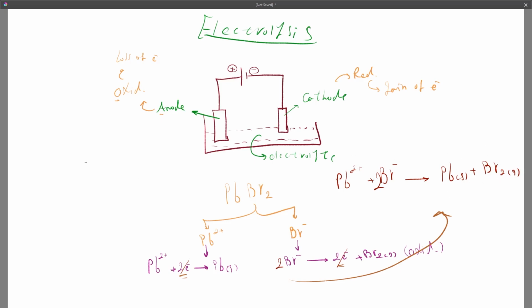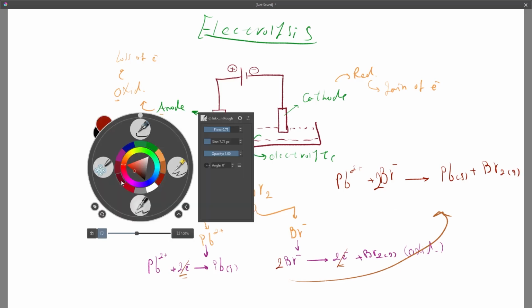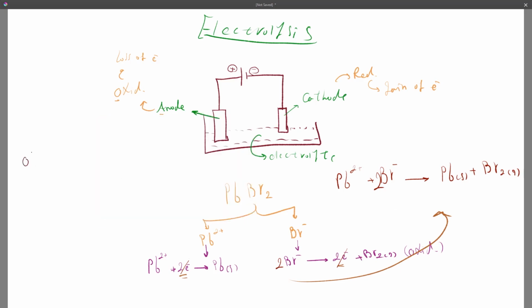Right. Now to the observations. What can we observe from this reaction? Actually, we can observe 3 things. Number 1, we will have bromine gas, which is a reddish brown gas at the anode. We will also have a gray deposit of lead at the cathode. That will be at the cathode here, and that will be at the anode.